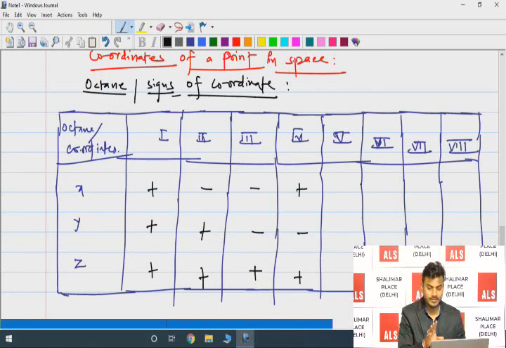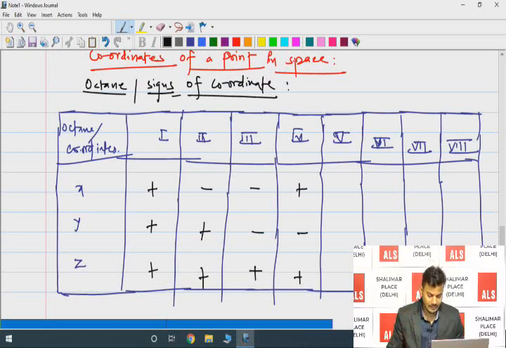Let's understand this, right? First, second, third. Fourth is x plus, y negative, z plus, right? That means come in the right, in the same plane, towards me. So first, second, third and fourth. Here you see x positive, y negative, z positive. So this is your fourth octant. First, second, third, fourth. Is it clear?